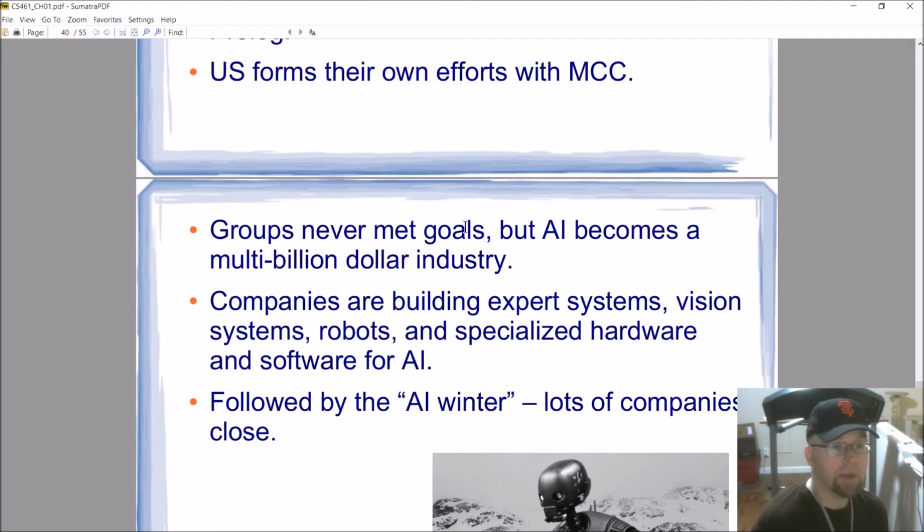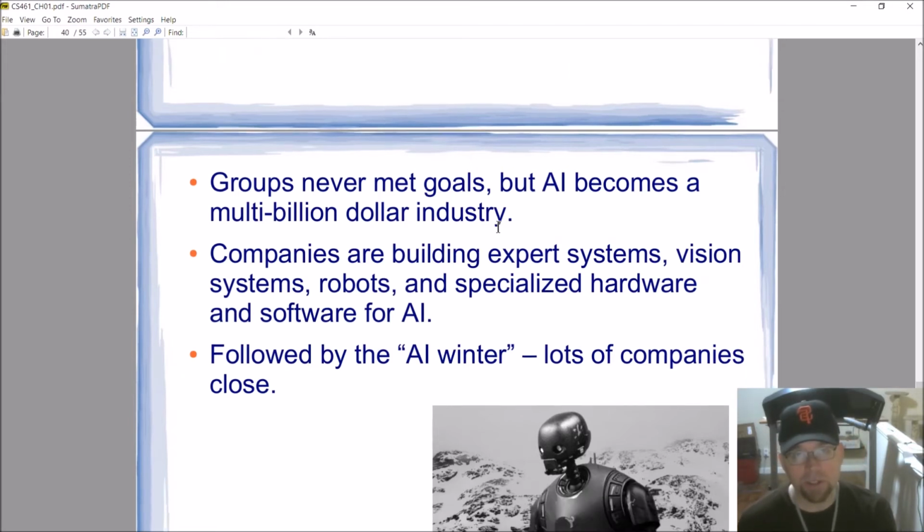But at the time, AI was booming. It became a multi-billion-dollar industry. People were like, oh, this is awesome! These expert systems are great. Even though these groups didn't really hit all of their lofty goals, it still drove a pretty extensive industry. Companies are building their own expert systems to varying levels of success. Robots are coming online. As you can imagine, there's hardware and software that's specially designed for AI.